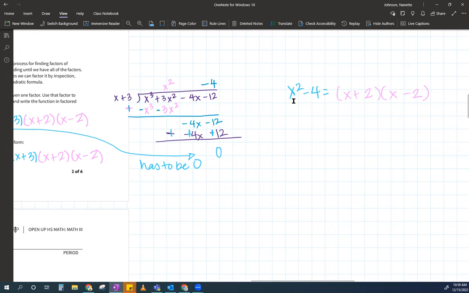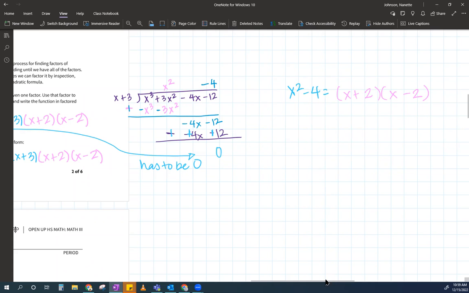Hey, are you something squared? And you're like, yeah, that's x squared. And I say, hey, are you something squared? And you're like, yeah, that's 2 squared. And is it a difference, meaning is there a subtraction sign in between? And you're like, yes. So that entails that it's x plus 2, x minus 2. a plus b, a minus b equals a squared minus b squared.